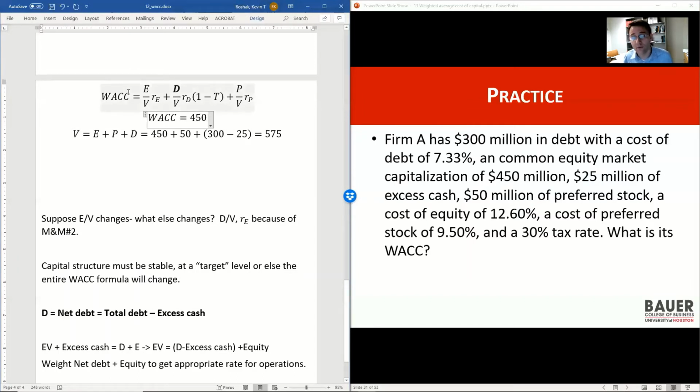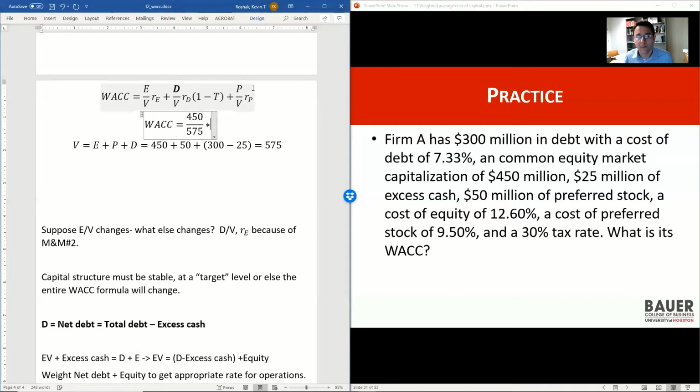So back to the WACC formula, we have 450 in equity. That's out of the entire 575. What is the cost of equity? What is the discount rate on the equity? That's given here, a cost of equity of 12.6%. Okay, so we found it in the paragraph. We just put it in there.